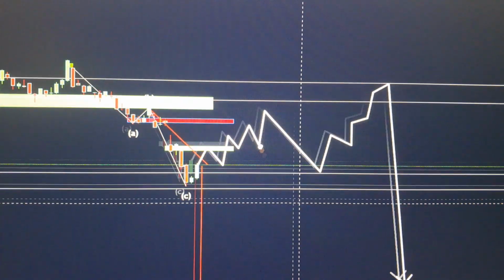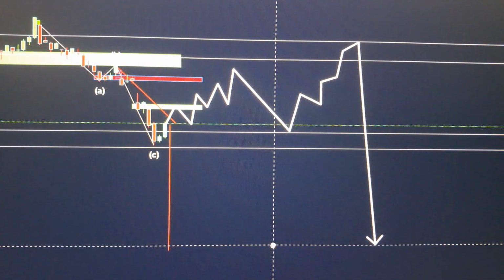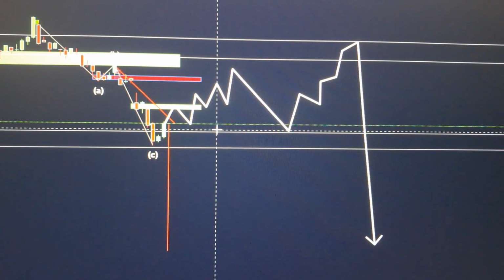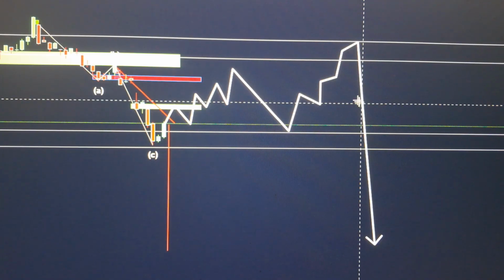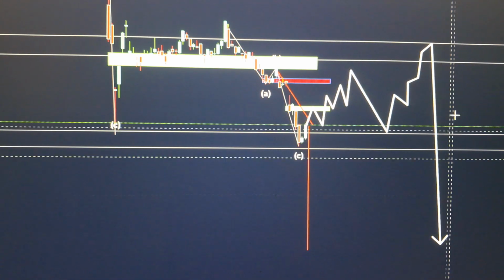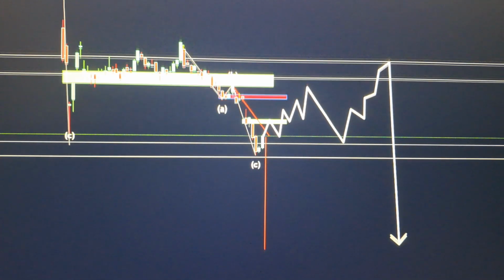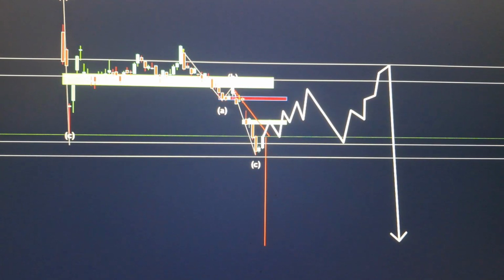Sorry, the fifth leg, something like this, correct? So this would be that type of distributional setup. It's just a supply test, liquidity sweep, boom. Over time, if this is a fifth leg, I want to see sub 150s, in my opinion.